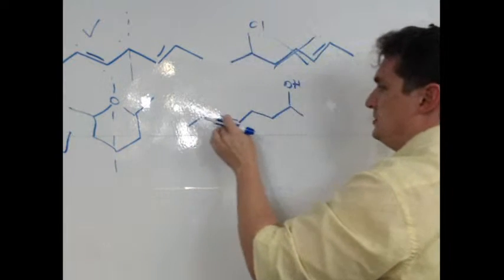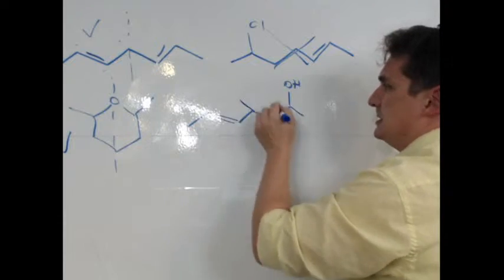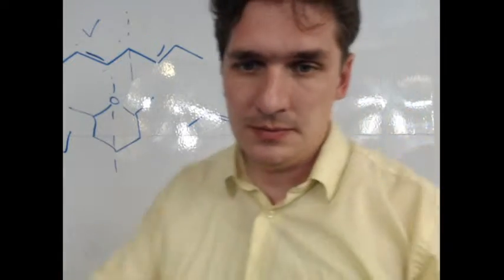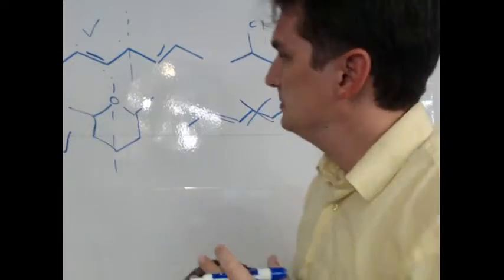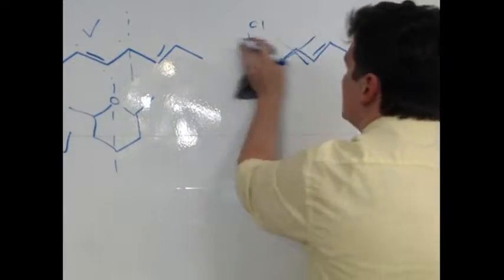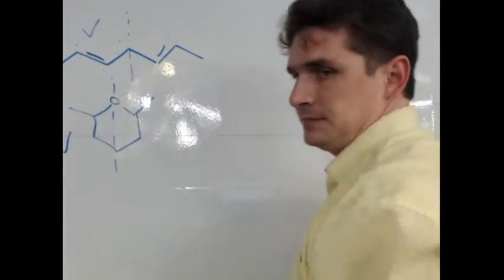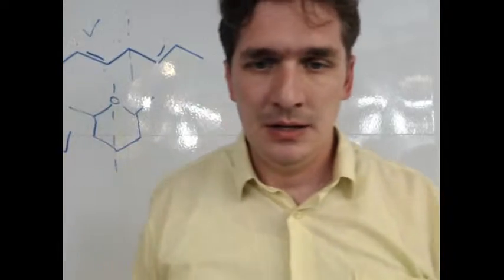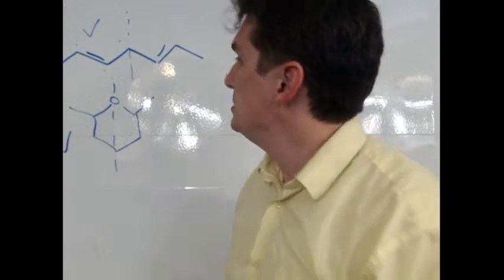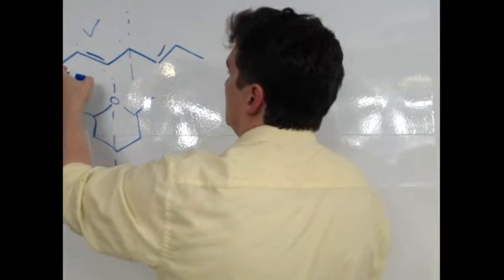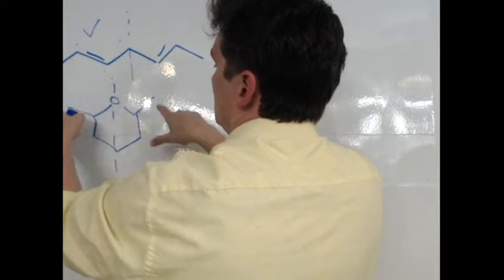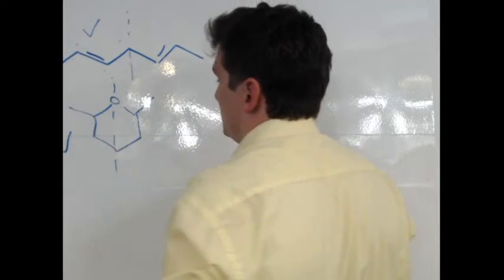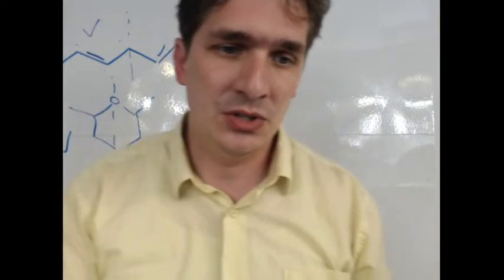And this one has 1, 2, 3, 4, 5, 6, 7. So this one doesn't check out. So now we're down to the last 2. Now the question is, do they appear in the correct ratios? So here we've got 2 to 2 to 2 to 1, 2 to 2 to 2 to 1. So the ratios still check out. Now we actually have to start looking at chemical shifts.